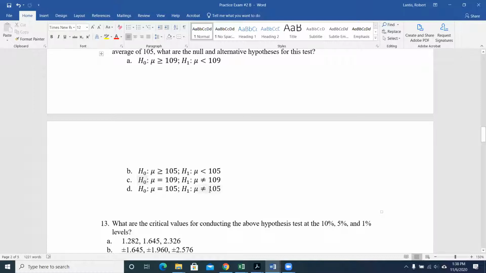So there'll be a couple of questions where you're asked to identify what the null and alternative hypotheses are. Whatever you're testing for, like I said, if I want to test if it's less than this value or greater than this value or different than this value, that's your alternative hypothesis. You then assume the opposite is true for your null.